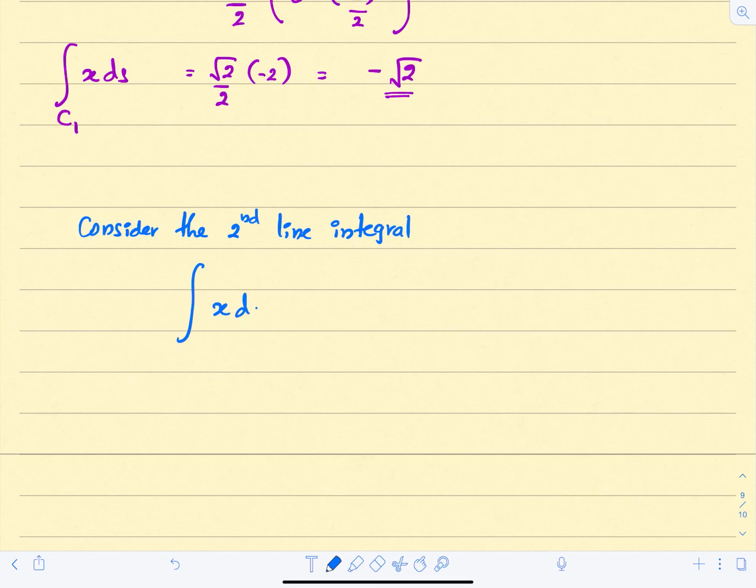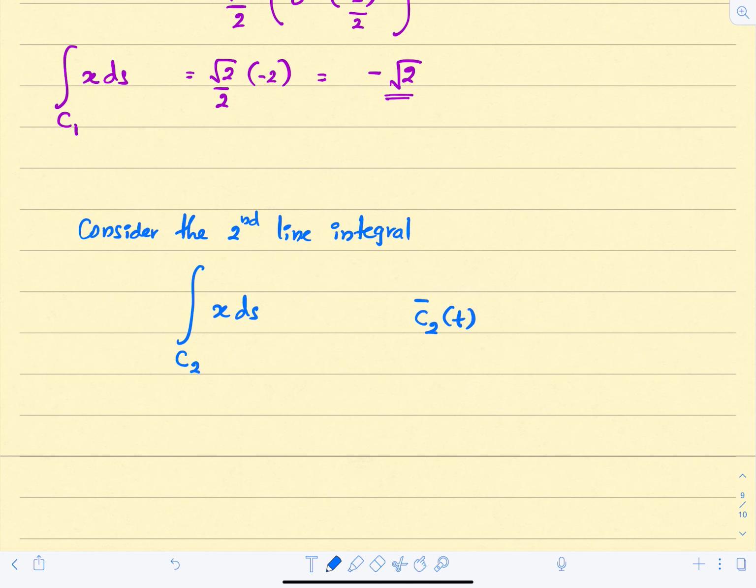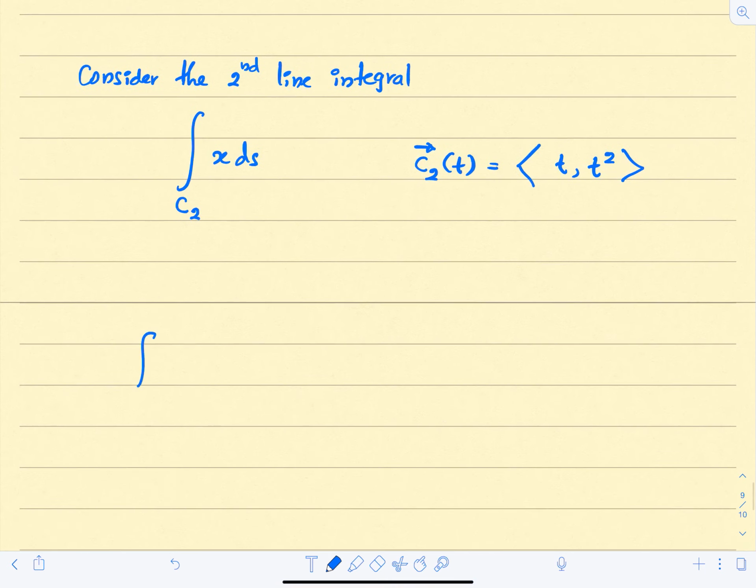Integral of x ds over the curve C2. Now what is C2? The parametric equation of C2 is t comma t squared. So now this line integral equals the integral of, what is the value of x on this curve? Well, the x coordinate on C2 is given by t, so this should be t.